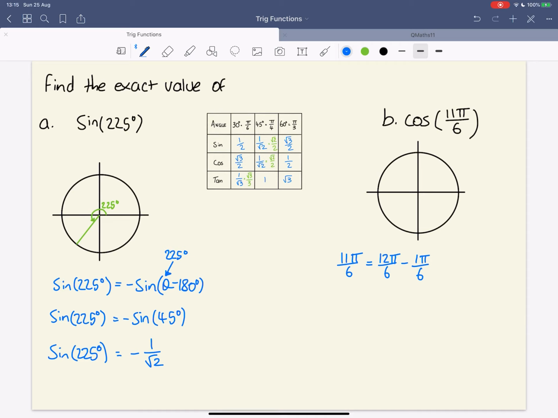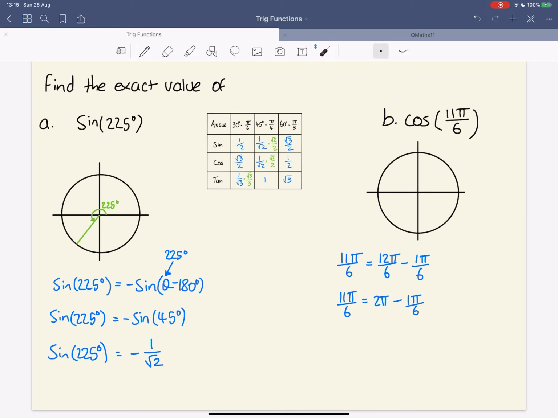Now, what is 12 pi on 6? Well, if we think about what 12 divided by 6 is, that's 2 pi, right? So I'm going to write this again. So 11 pi on 6 is equal to 2 pi's, take away that 1 extra pi, okay? Divided by 6.